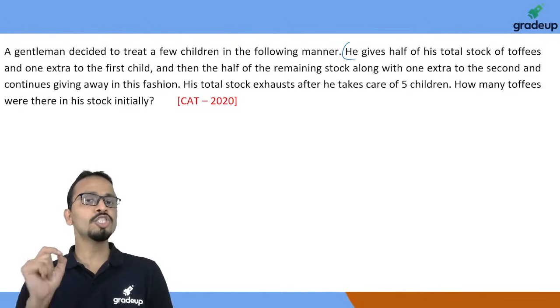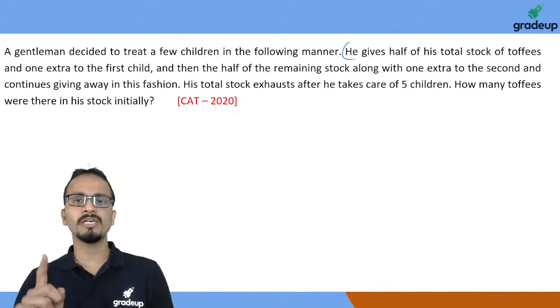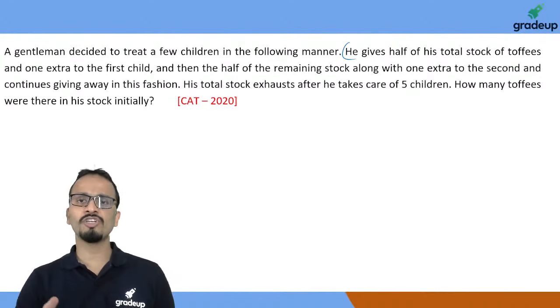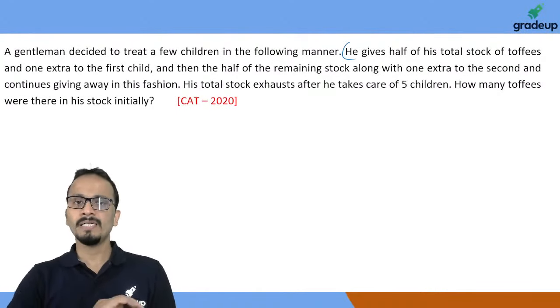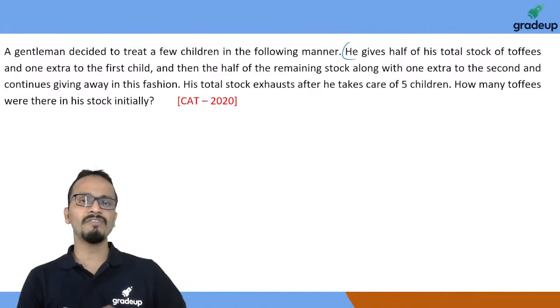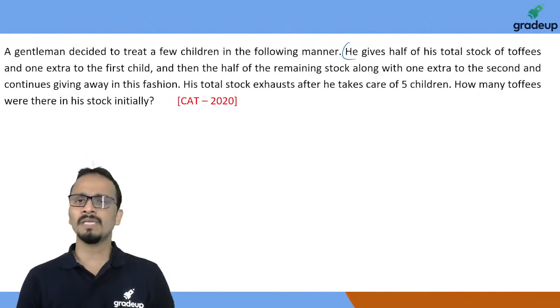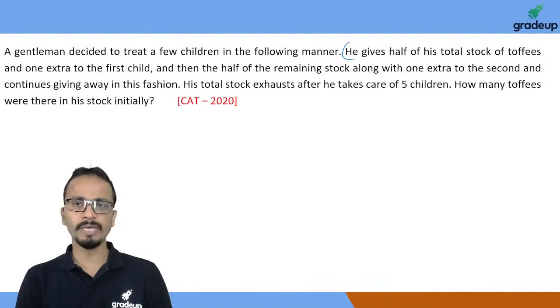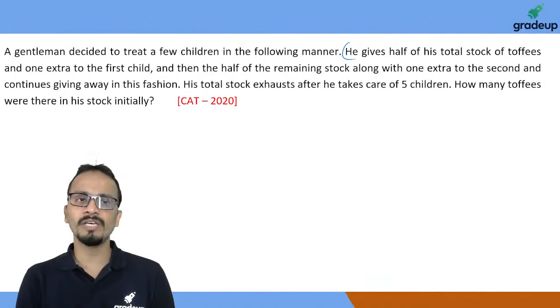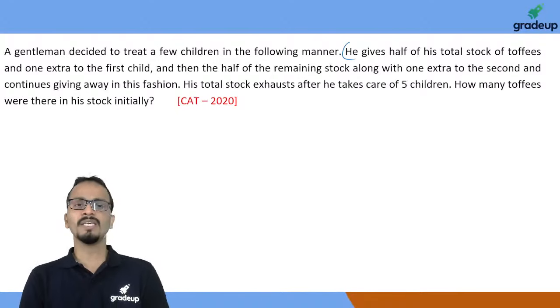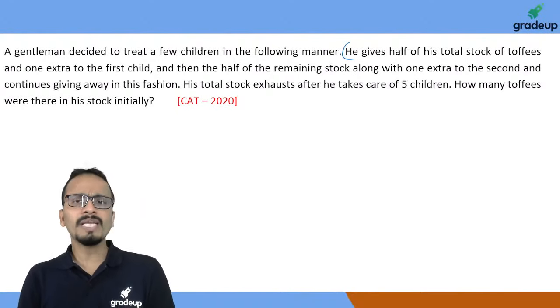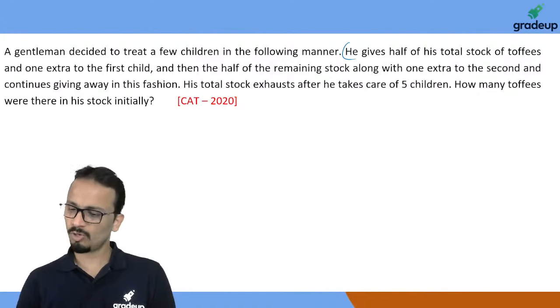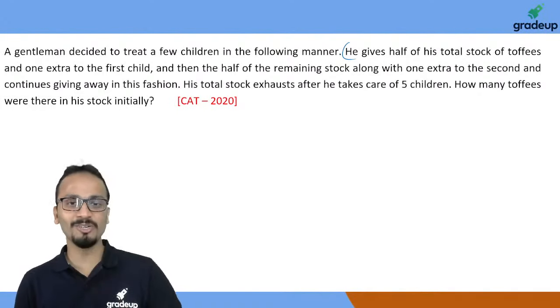It is given that his stock will be exhausted after he takes care of a total of 5 children. So after giving the toffees to 5 children in the above manner, his stock of toffees is exhausted. That means after taking care of 5 children, he is left with 0 toffees. Now we have to find out how many toffees were there in his stock initially. Now, different people will tell you different methods to solve this question. Similarly, I'll tell you one more method to solve this question.